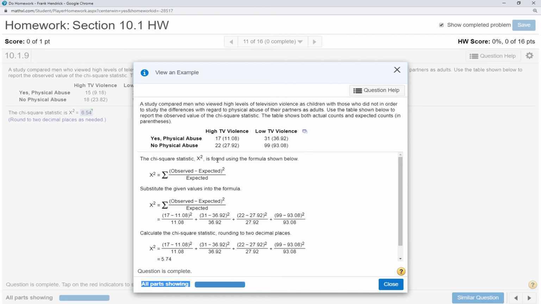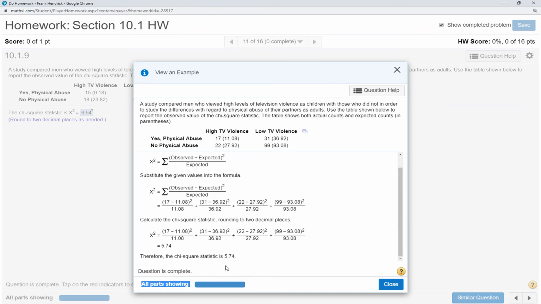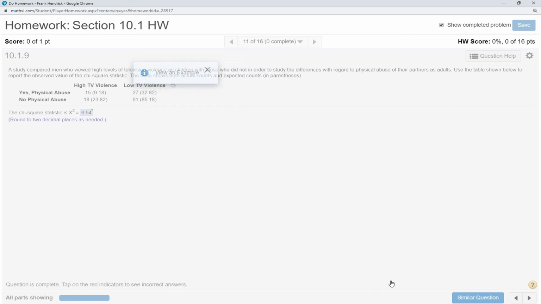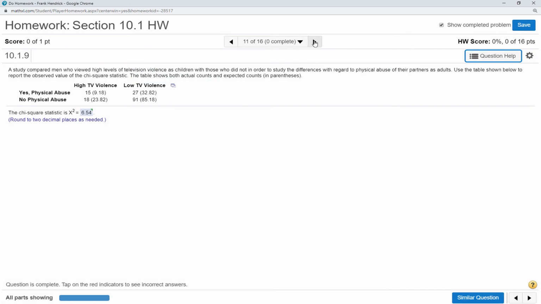So here we have the chi-square statistic found by the formula below. Observed minus expected, squared, divided by the expected. In this case, we calculate our chi-square statistic as 5.74. And that's all they ask you to do there.